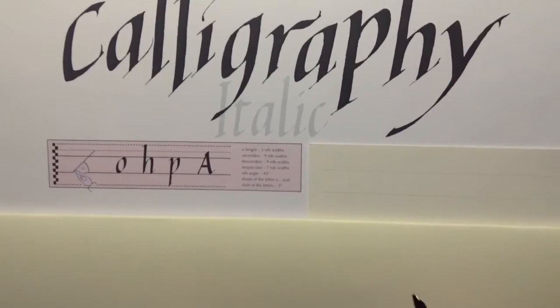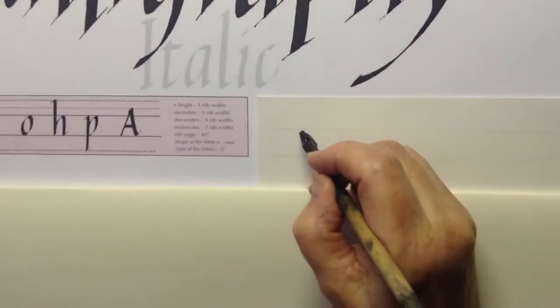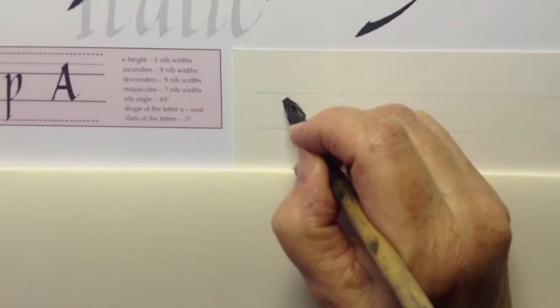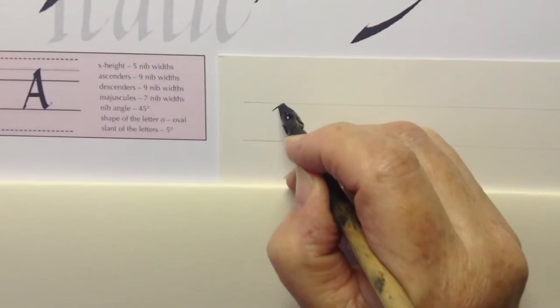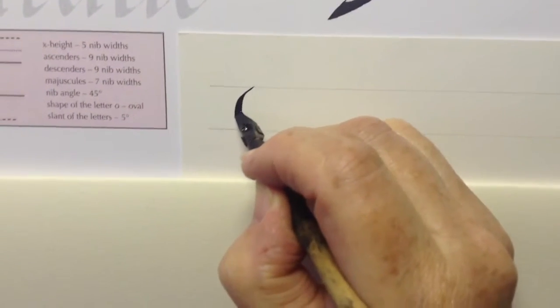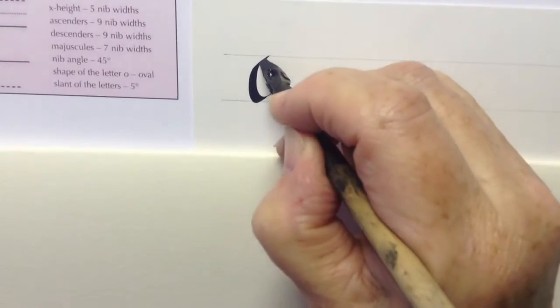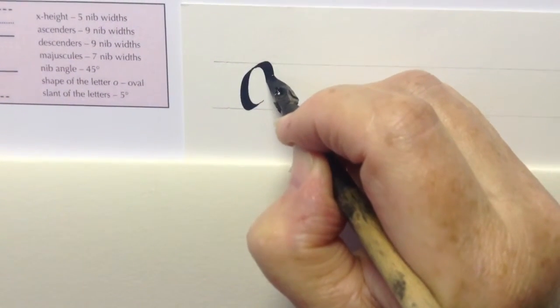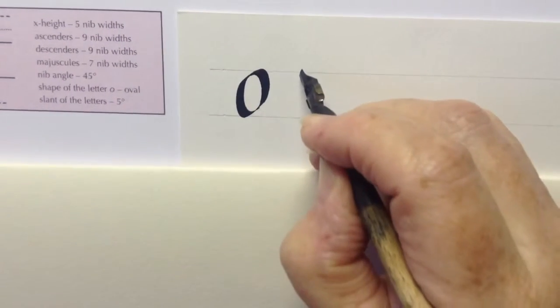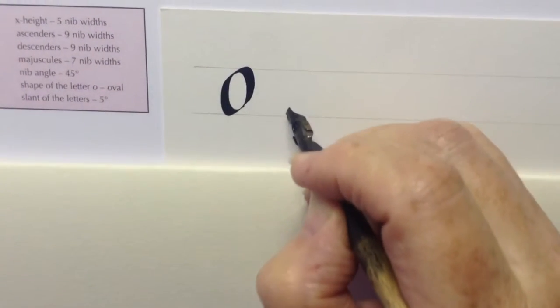I'm going to show you how to do numerals. These are the numerals that you would use if you were going to pair them with majuscules and minuscules. So the number 0 goes between the lines for x height.